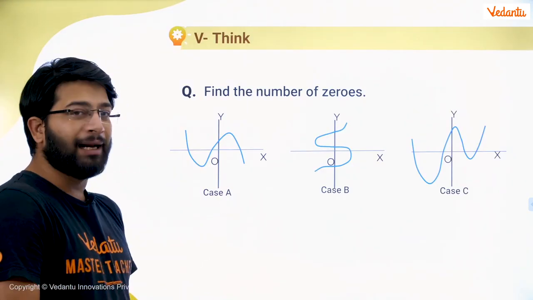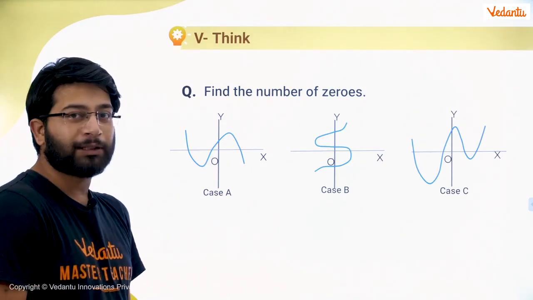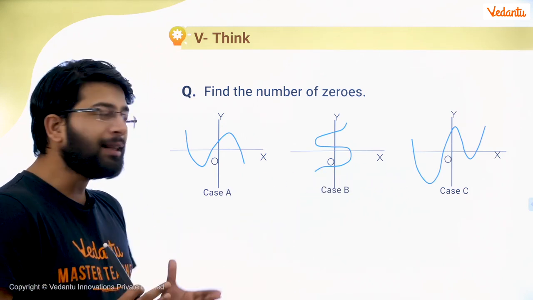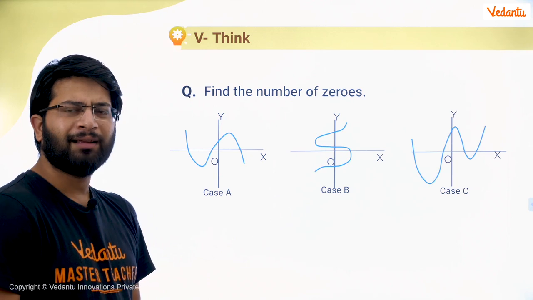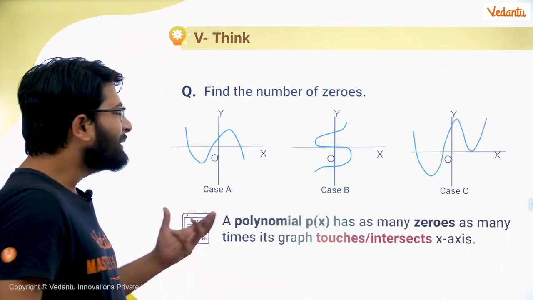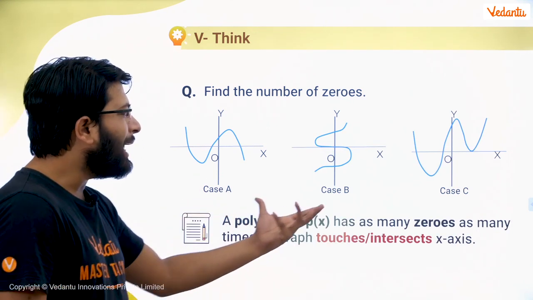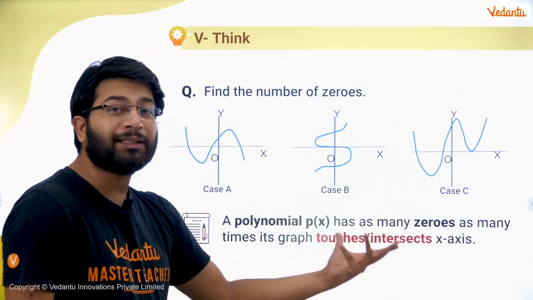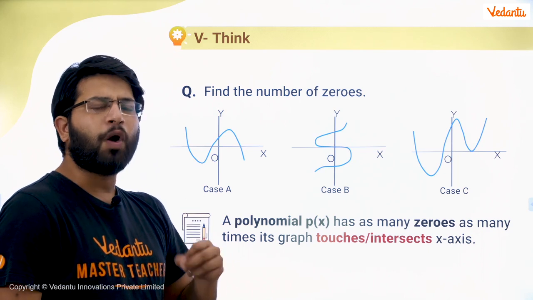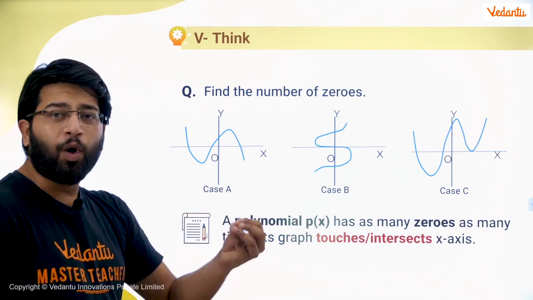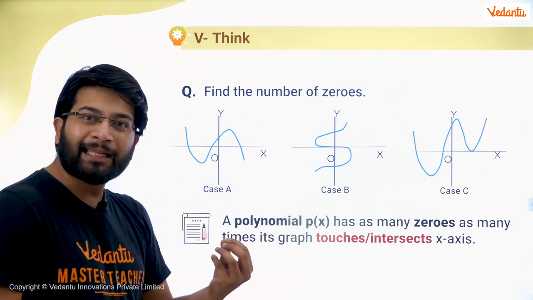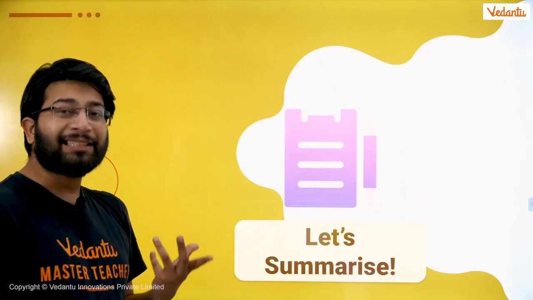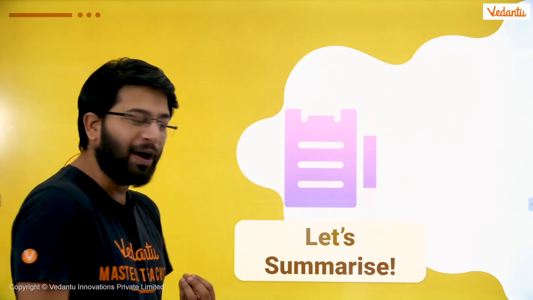Now champ, this is a question and we have to find the number of zeros. Different cases are given to you and they are asking to find the number of zeros in all these cases. How to do it? Let me show you. So champ, very simple. A polynomial has as many zeros as the number of times its graph intersects or touches the x-axis. The number of zeros of any polynomial will be equal to what? The number of times it is intersecting or touching the x-axis. That's it, right?